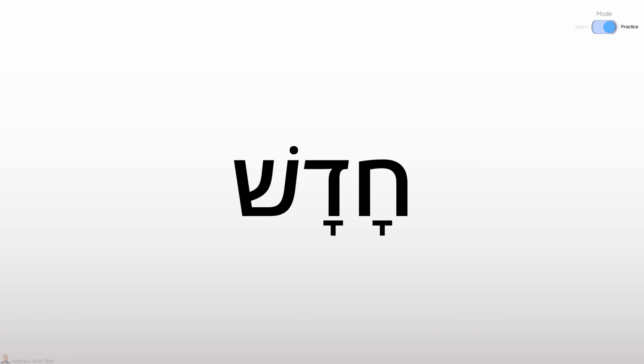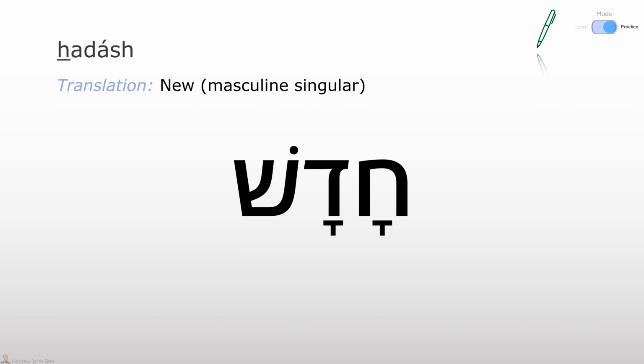Take a moment and try to read the following word yourself. Focus on the letters and Kamatz sound. The word is pronounced Chadash. Chadash.